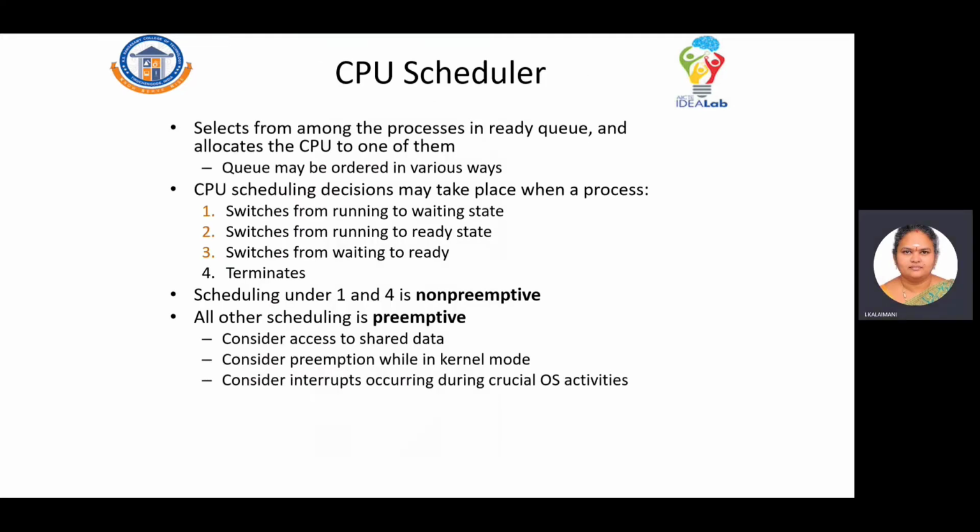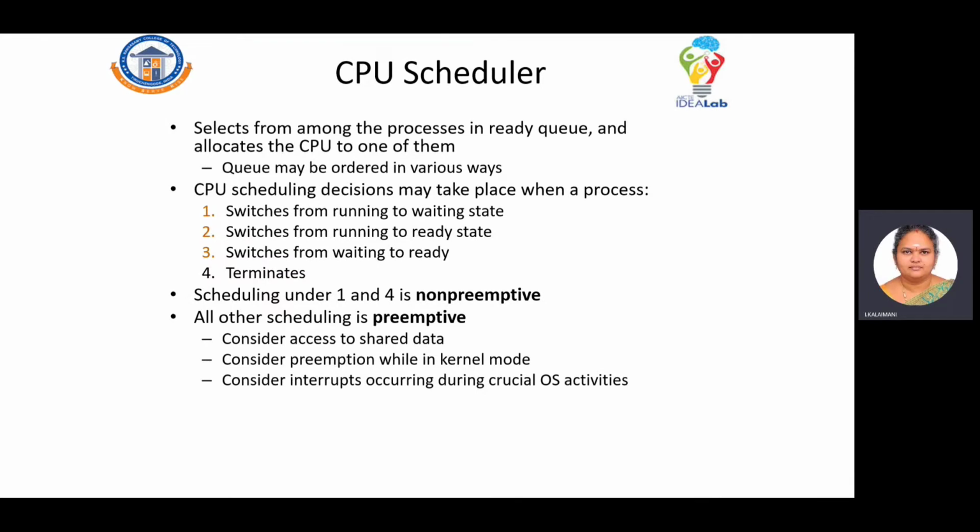The next topic is the CPU scheduler. The scheduler selects among the processes in the ready queue and allocates the CPU to one of them. CPU scheduling decisions may take place when a process switches from running to waiting state, switches from running to ready state, switches from waiting to ready state, or when a process terminates. These are the four cases when we go for a CPU scheduling decision.